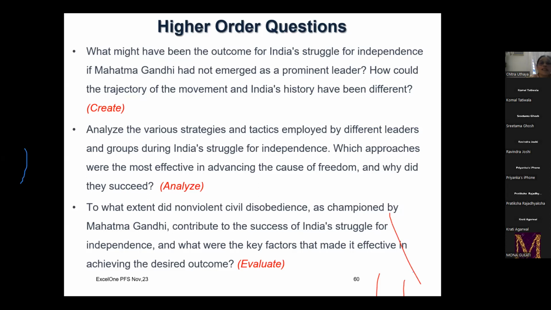To what extent did the nonviolent civil disobedience as championed by Gandhi contribute to the success of India's struggle for independence? And what were the key factors that made it effective? So again, you are evaluating the extent to which the nonviolent civil disobedience movement actually helped in achieving the desired outcome.